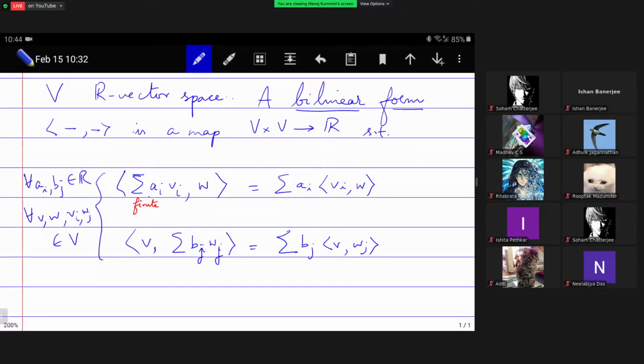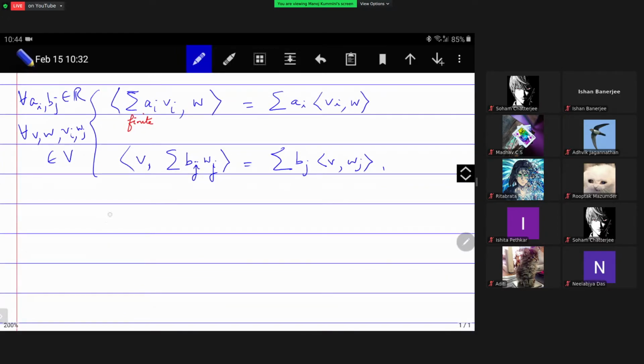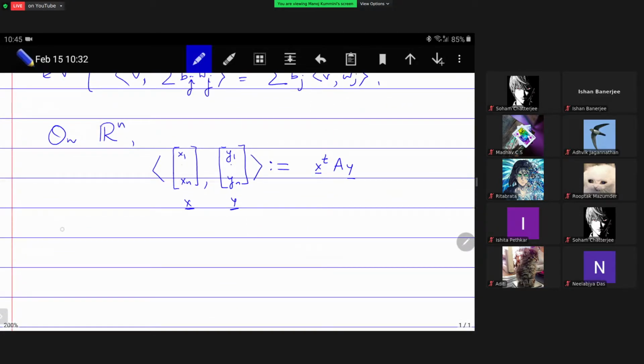And we also said that we can define on R^n, with vectors x1 through xn, y1 through yn, the function which says, I'll call this vector x and this vector y, x transpose A y, where A is an n by n matrix.